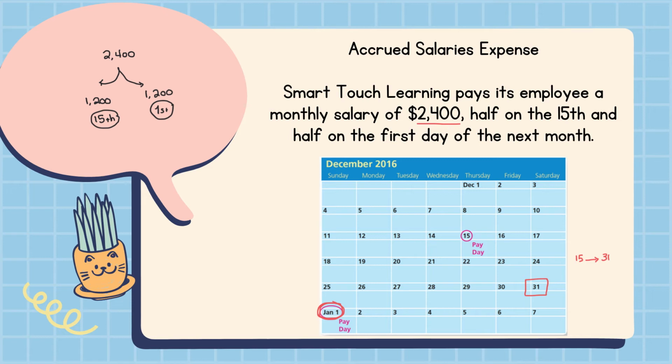Since he did his work, it's incurred. So I need to debit an expense account. But I did not pay yet, so I will record a liability account on the credit side. It's payable.